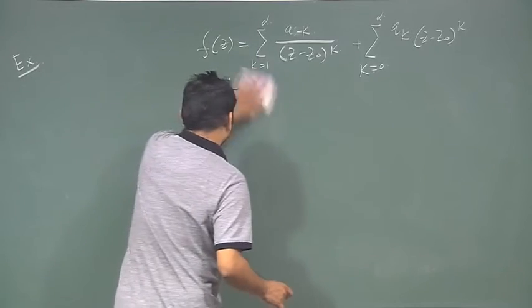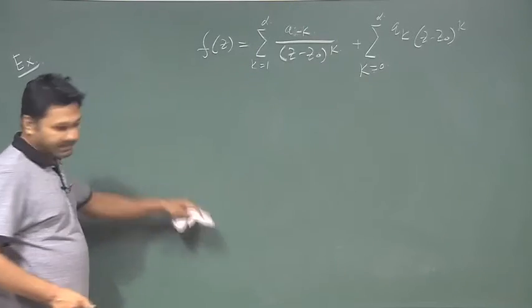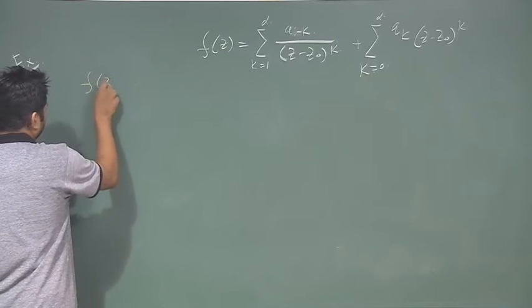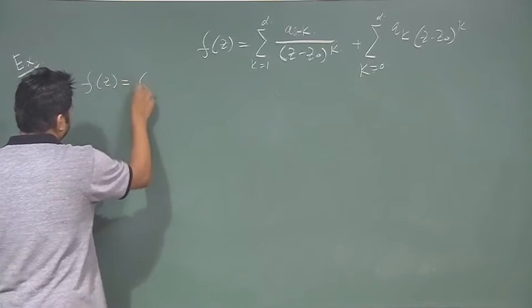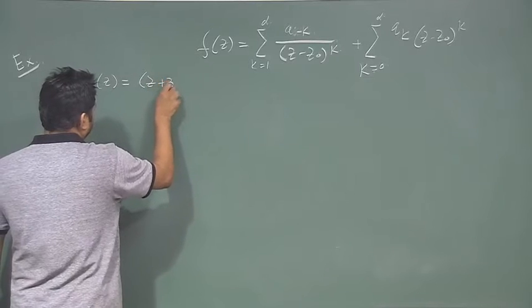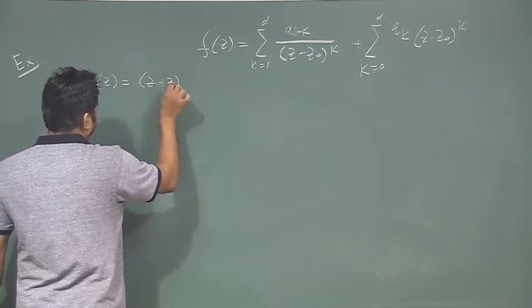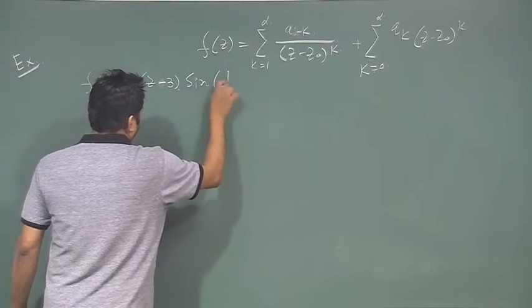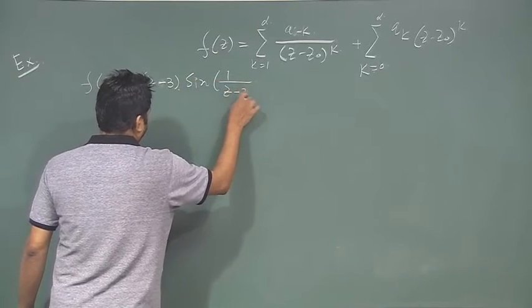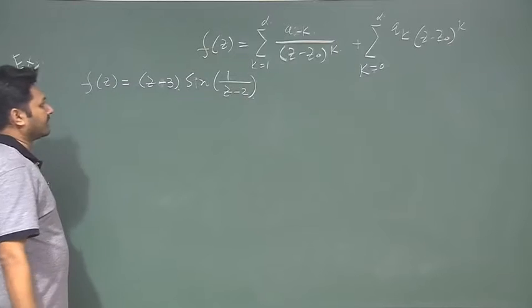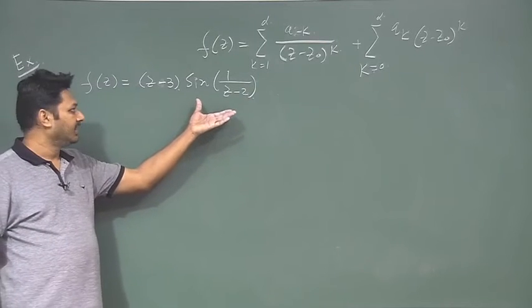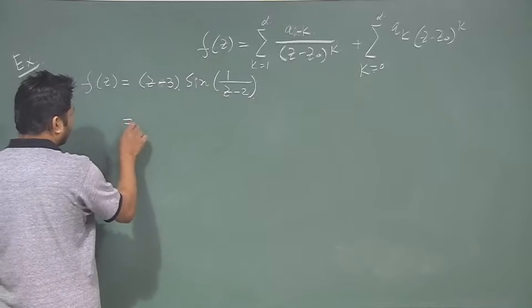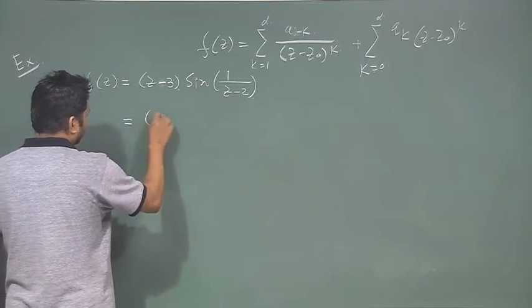But there are few functions also which have some essential singularity. So, for example, the function f z is something like z plus 3 z minus 3 sine of 1 by z minus 2, if this function looks like this way. So, how to deal with that? So, then I mean there are two ways.